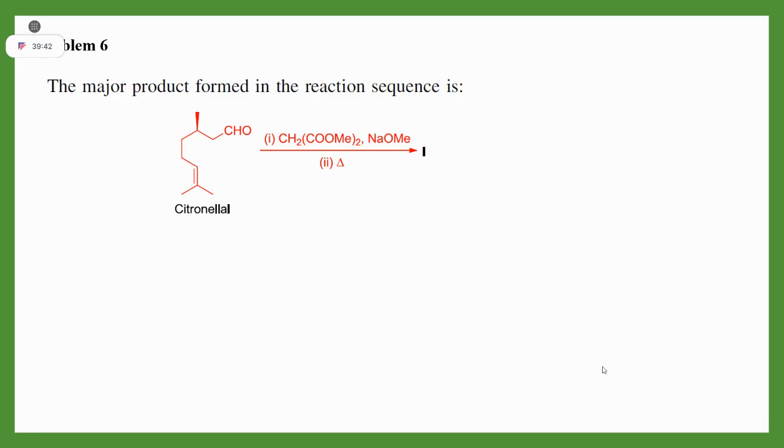Now tell me the major product formed in the reaction sequence. Let me write this reagent in open form for you.